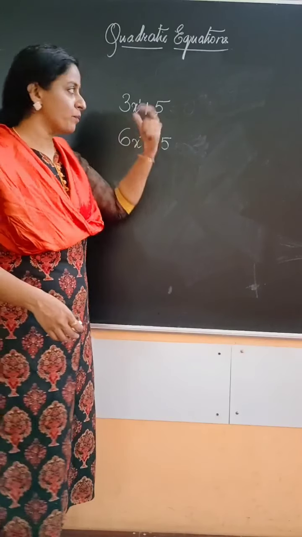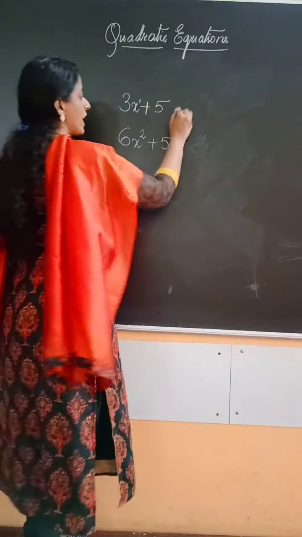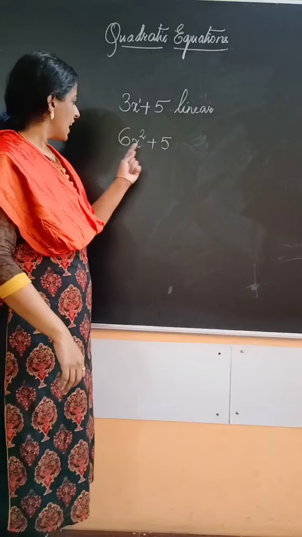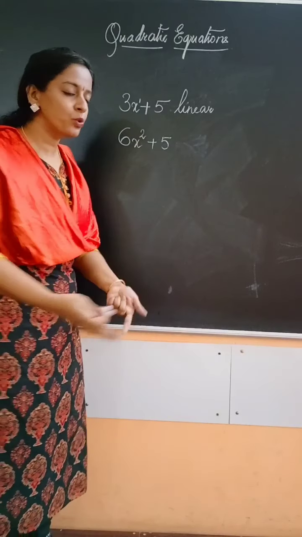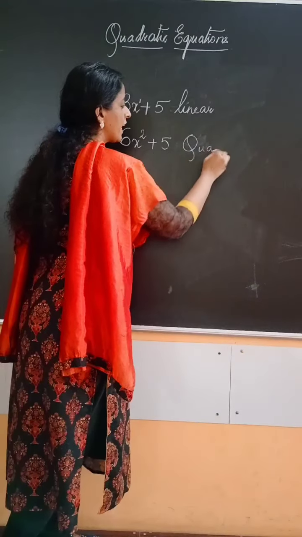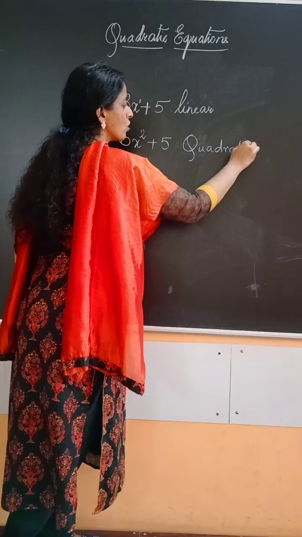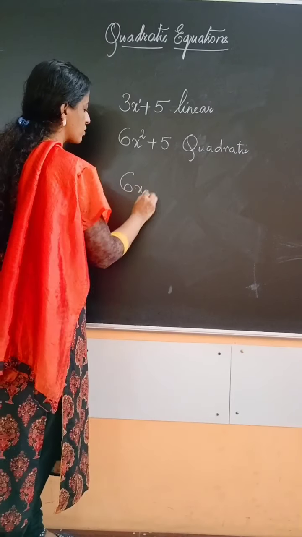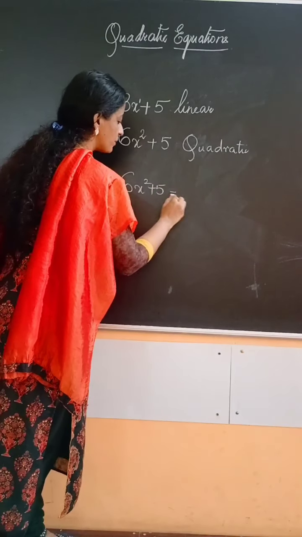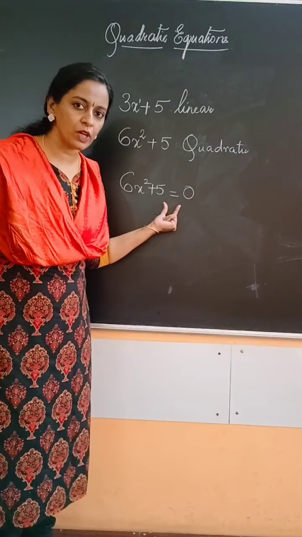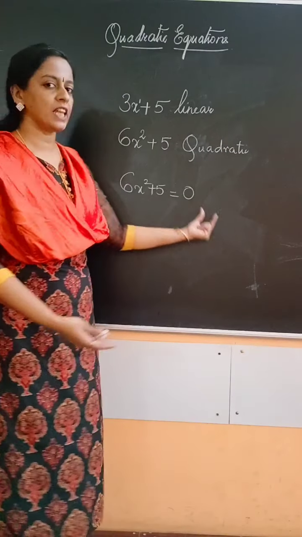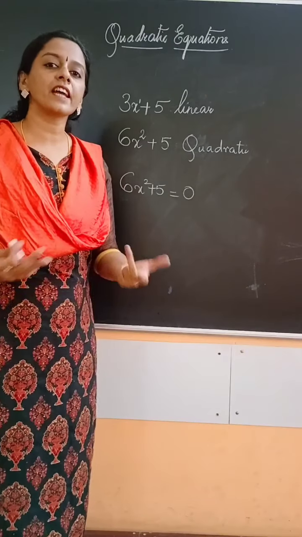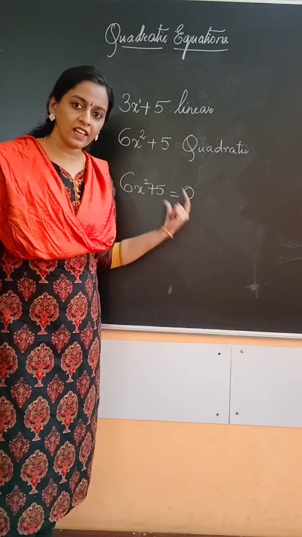If the degree of the polynomial is 1, it is called a linear polynomial. You have seen this. If the degree of the polynomial is 2, it is called a quadratic polynomial. So, what is a quadratic equation? The same expression, 6x squared plus 5, if I introduce an equal to sign, if I equate it to any number, then this is called a quadratic equation.